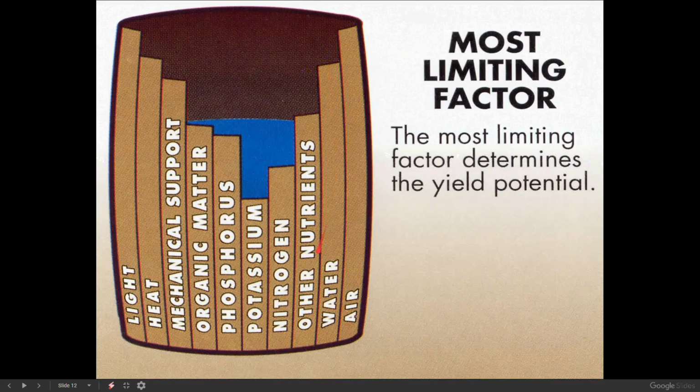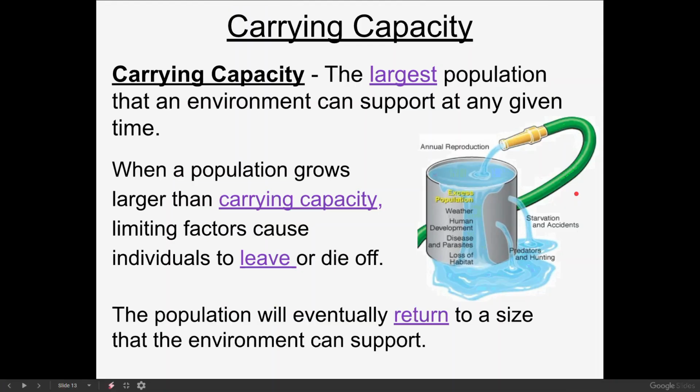But look at this. It says here that we run out of potassium first. Now, common sense would tell you that if potassium is the thing you run out of first, in this example, you can't fill the barrel higher than potassium. So the limiting factor is the thing that determines, we're saying here on this slide, yield potential, but that just means carrying capacity. It's the size of the population that you can hold. Carrying capacity is the largest population that an environment can support.